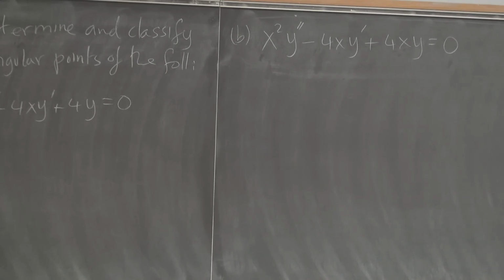One more example. We're going to go through all of these and then get out of here. x squared times 1 minus x squared is 2xy.